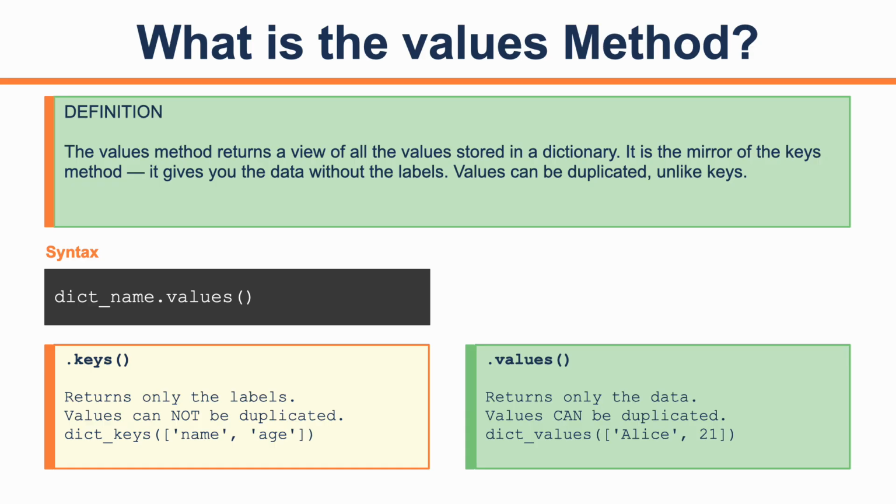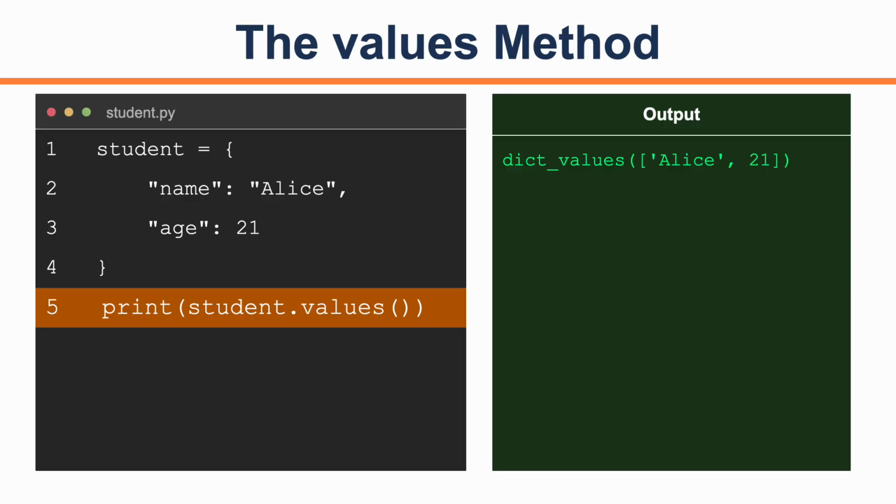The values method is the mirror of the keys method. Instead of labels, it gives you all the stored data. Invoking the values method and printing the result gives back a dict values object containing Alice and 21, the stored data with no labels attached. A common use is checking whether a specific value exists anywhere in the dictionary.